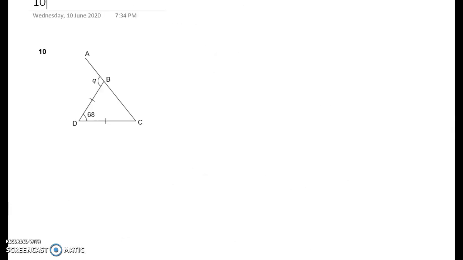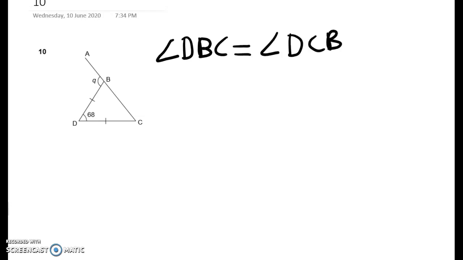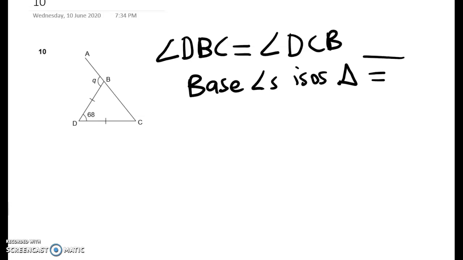Number 10. Right, we can see an isosceles triangle, and we can see angle Q, and we might write in some extra stuff. So we know that angle, I'm going to do this one using angle letter names, angle DBC must equal angle DCB because base angles in an isosceles triangle are equal.